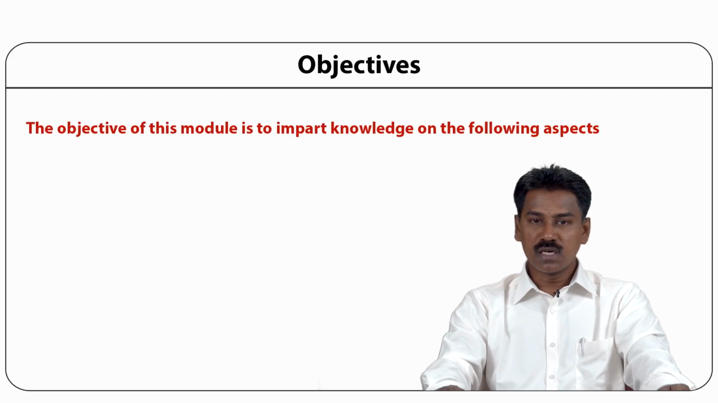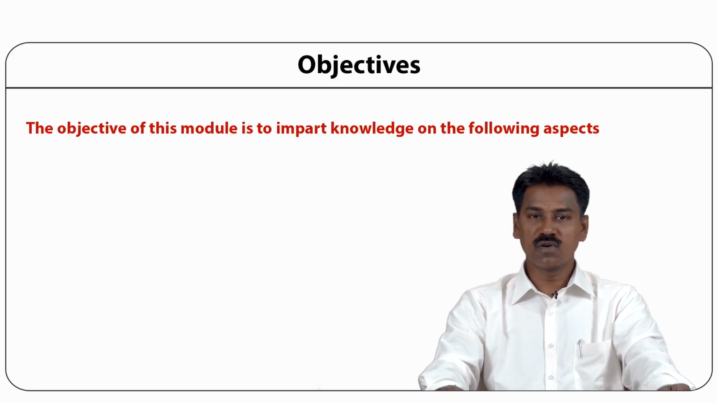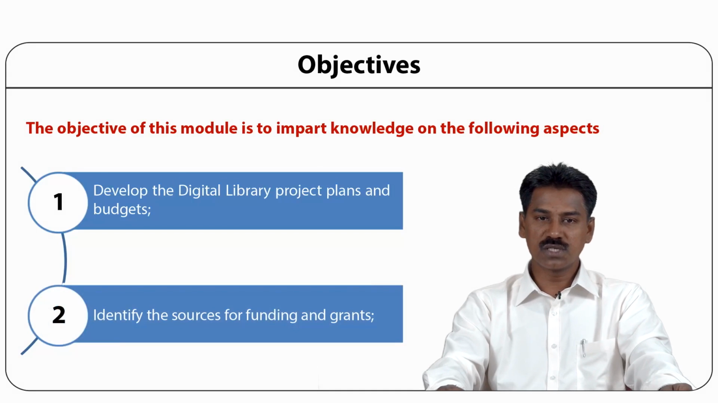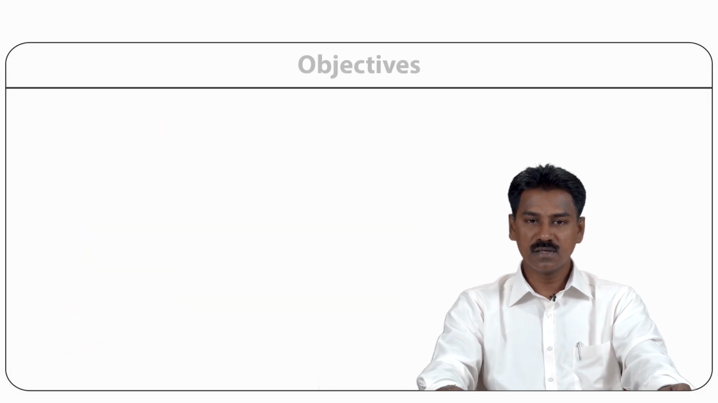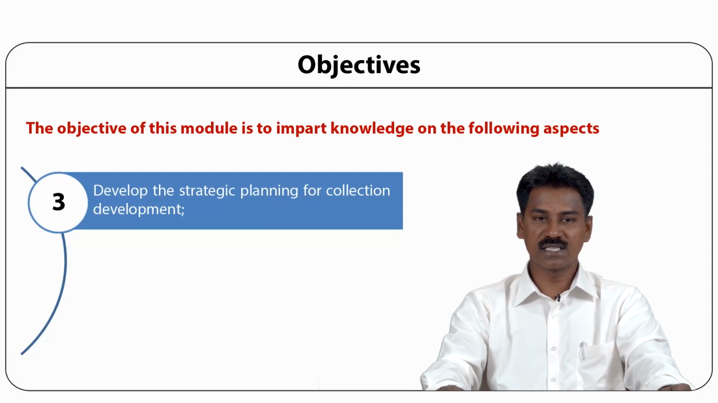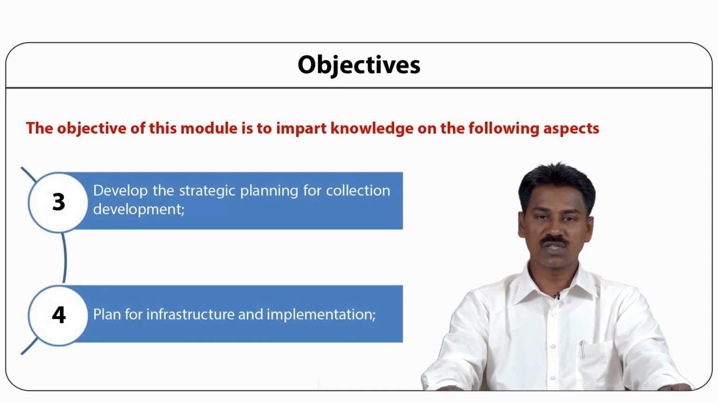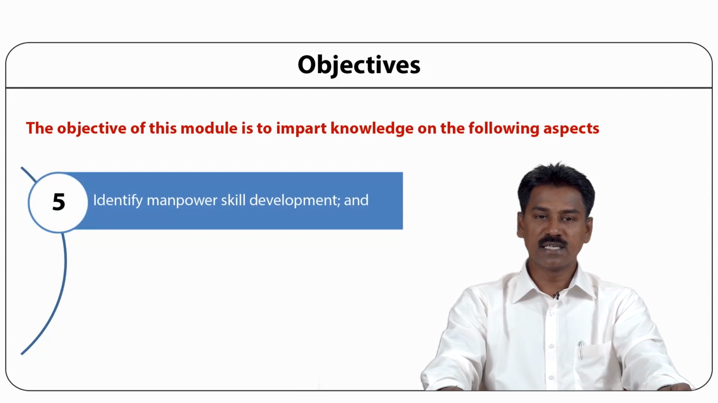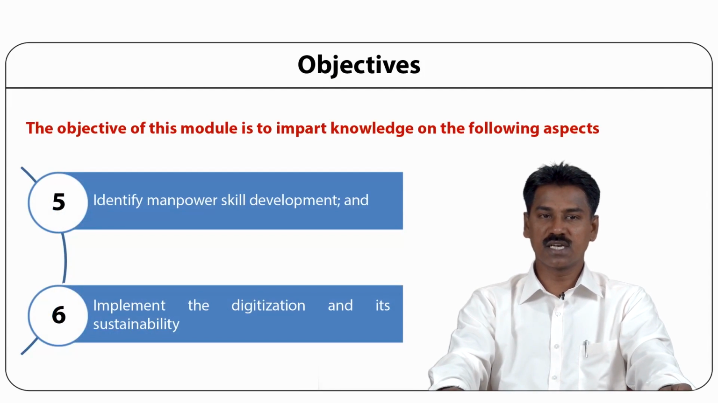Today, we are going to discuss digital library planning and implementation under the paper Digital Library. The objective of this module is to impart knowledge on the following aspects: develop the digital library project, plans and budgets, identify the sources for funding and grants, develop the strategic planning for collection development, plan for infrastructure and implementation, identify manpower skill development, and implement the digitization and its sustainability. And introduction.